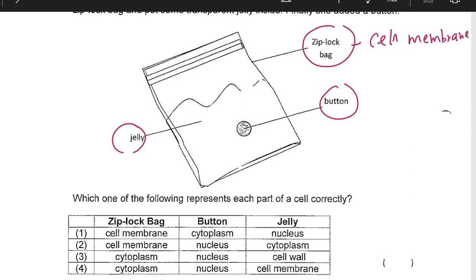Whereas the button, there's only one thing, right? In each cell, the button acts like the brain. So the button is like our nucleus. The jelly, you know, cytoplasm. If you can recall, someone in the class actually said this, the psychos eat the jelly. So that's how you can remember cytoplasm is like a jelly. So we have got the Ziploc bag, there's a cell membrane. We have got the button, there's a nucleus. And the jelly, there's a cytoplasm. The answer will be 2.